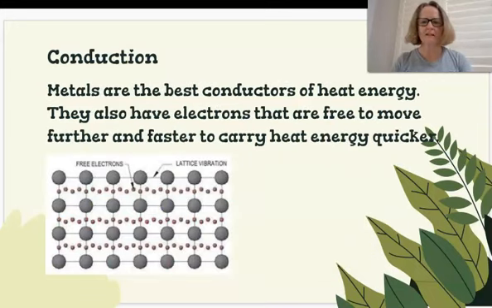Metals are actually the best conductors of heat energy because in addition to having particles, they also have free electrons that are able to move. So these free electrons can move and therefore they can travel further and faster and carry the heat energy away quicker.